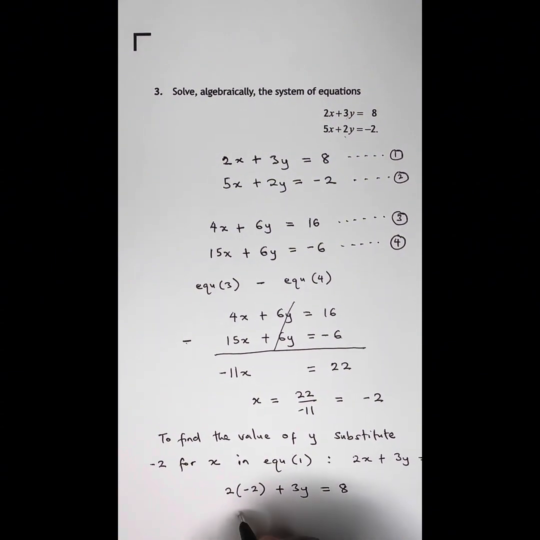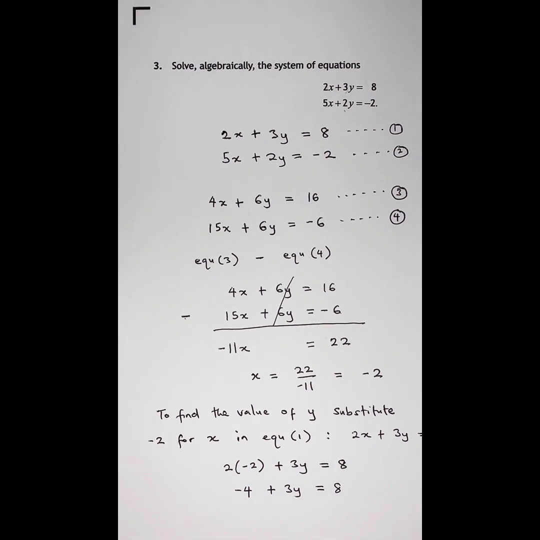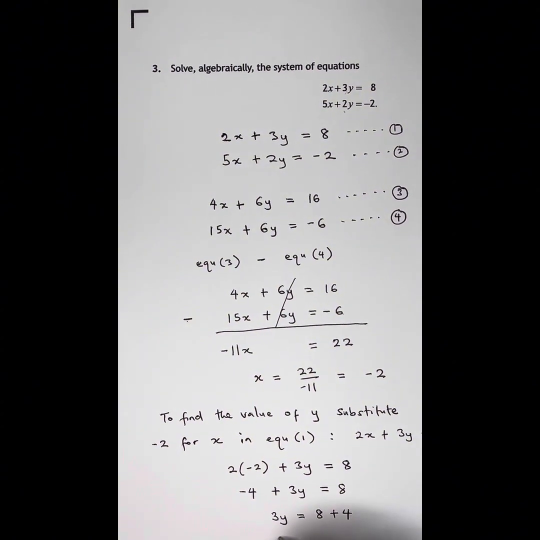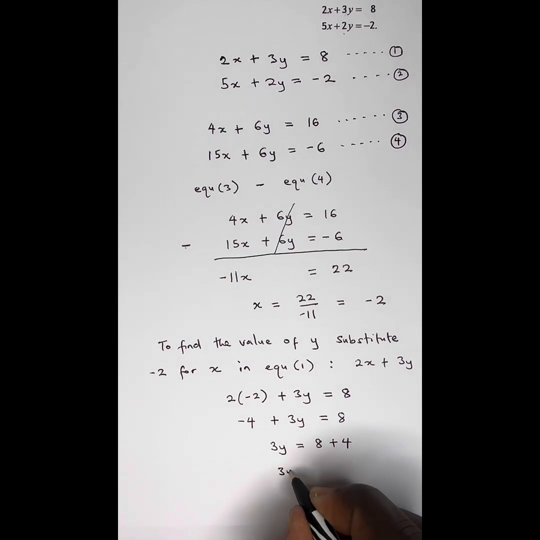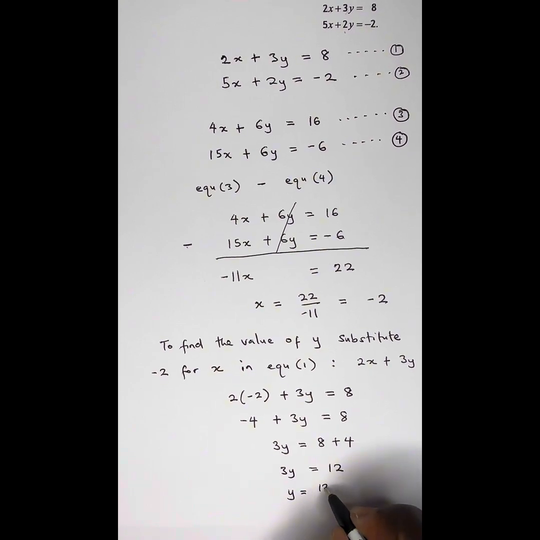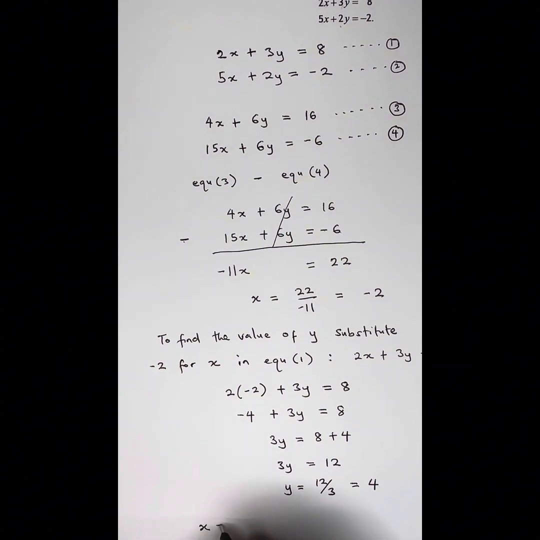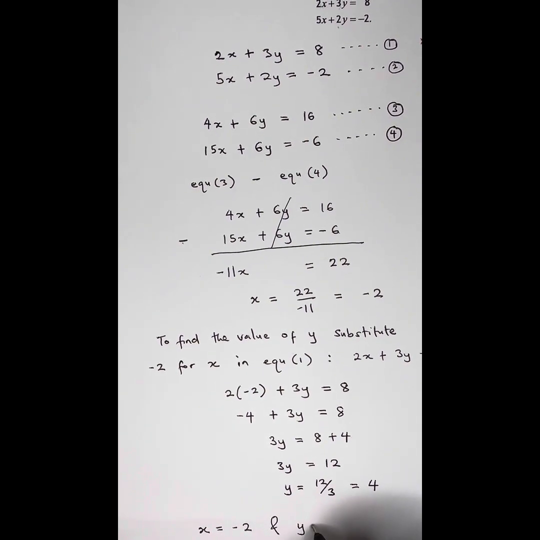2 times minus 2 gives minus 4, plus 3y equals 8. And so we have 3y equals 8 plus 4, that's going to give us 3y equals 12. And then y becomes 12 over 3, and that's going to give us 4. So that implies that x is minus 2 and y is 4.